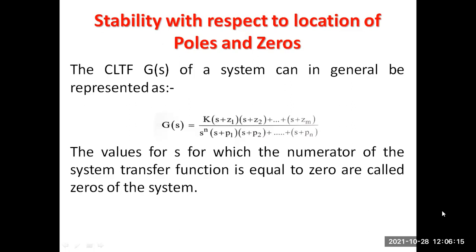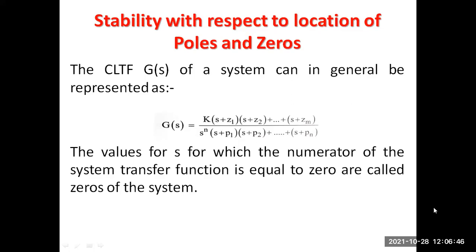The closed loop CLTF means the closed loop transfer function. Closed loop transfer function G(S) of a system can be in general represented as G(S) equal to K into (S plus Z1) into (S plus Z2) dot dot up to (S plus Zn) divided by S to the power n into (S plus P1) into (S plus P2) dot dot (S plus Pn). Now here the values for S for which the numerator of the system transfer function is equal to 0 are called the zeros of the system.